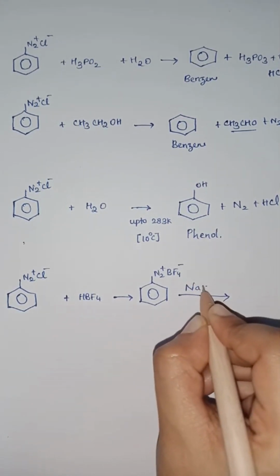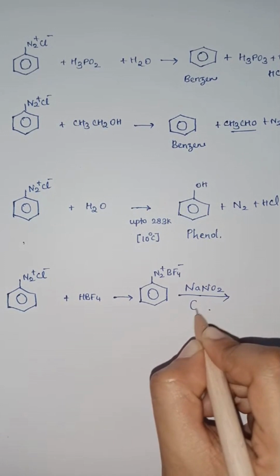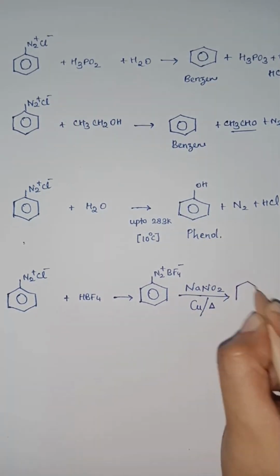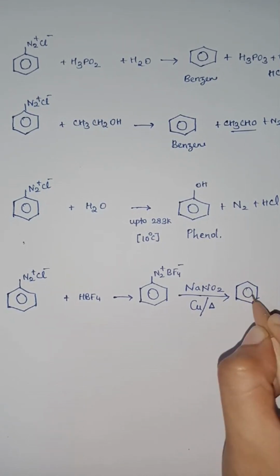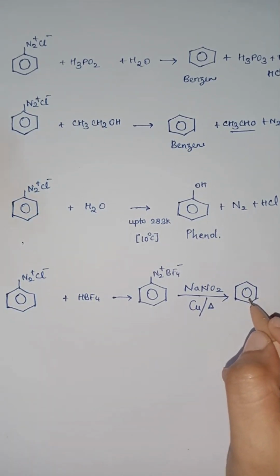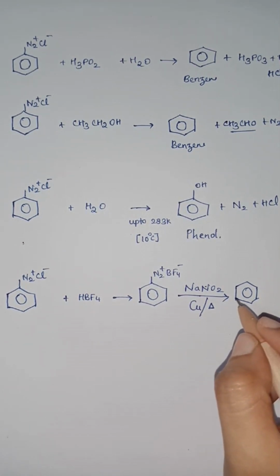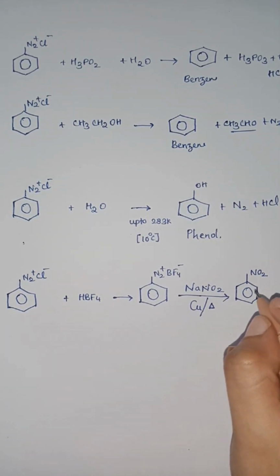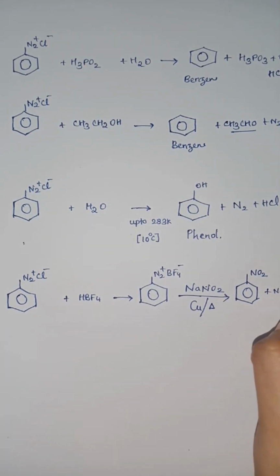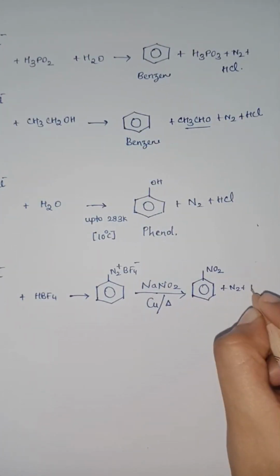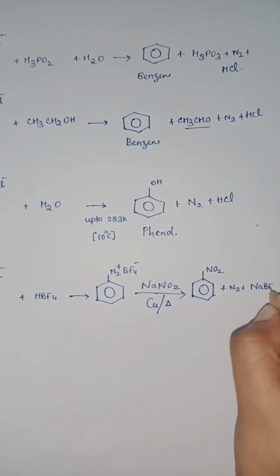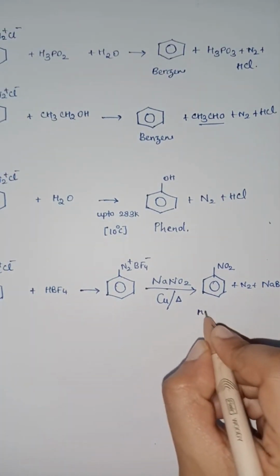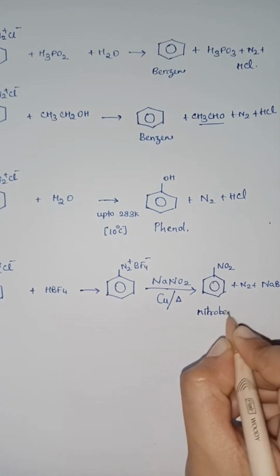We are going to treat it with sodium nitrite. In the presence of copper powder, we have to heat it. So what happened here? This fluoroborate group and the N2 are decomposed and we are getting NO2, nitrobenzene. We will get sodium fluoroborate. So if you see this, we can prepare nitrobenzene as well.